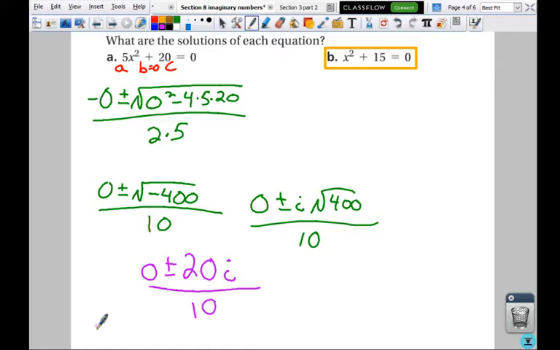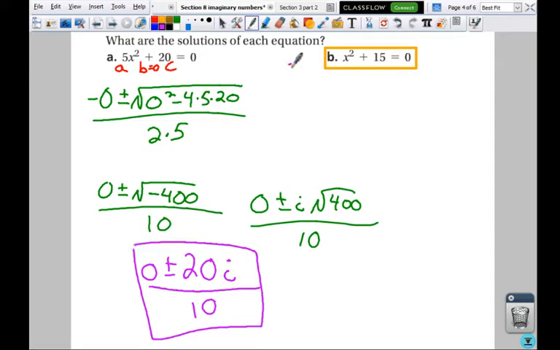And then I'll let you stop it there, because you could do one more thing. You could reduce this to 20 over 10. But I'll let you leave it, just so we can practice imaginaries. Yeah, because 20 divided by 10 is 2. I'll let you leave it. Alright, I want you guys to try one now.